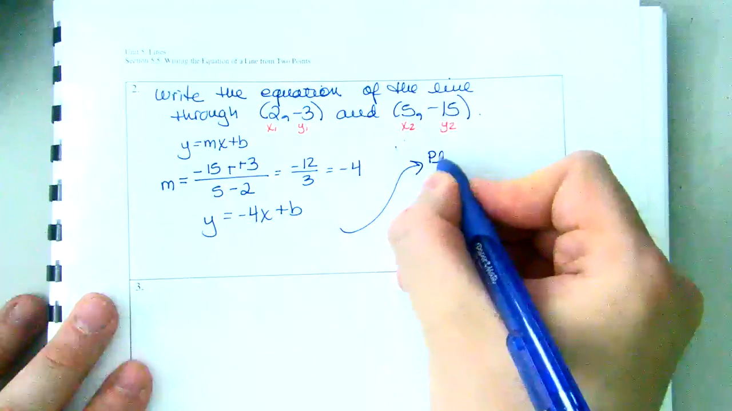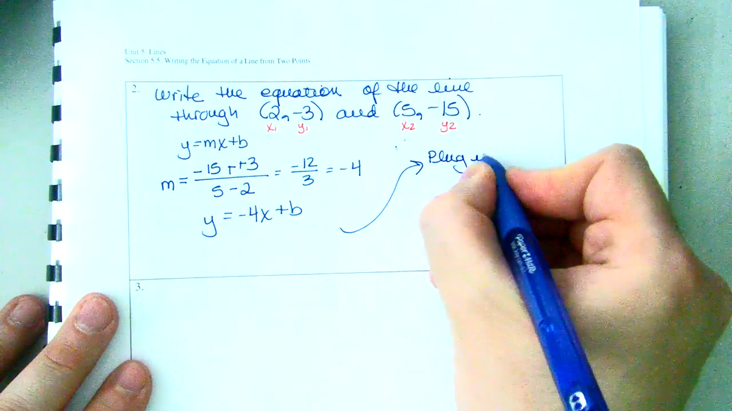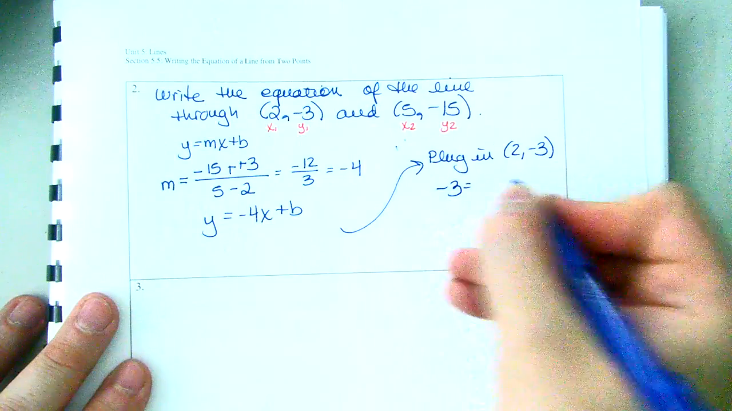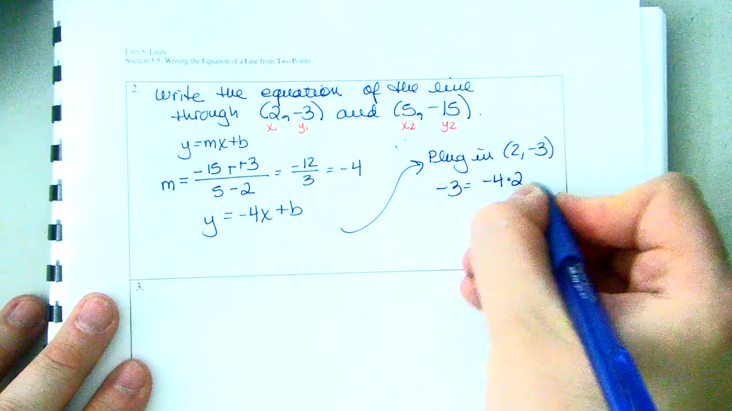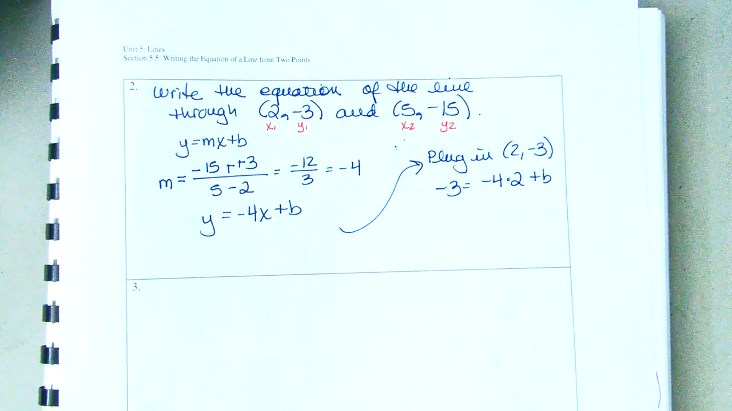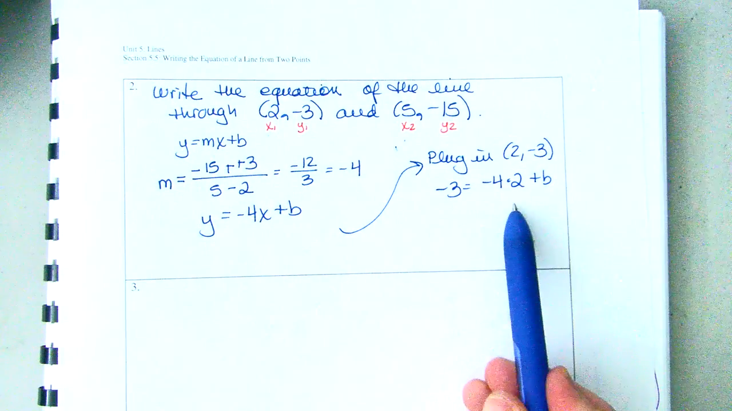Well, then you need a new calculator. I think if the calculator's not accurate, that probably means you're not typing it in correctly. I'm going to go with 2, negative 3. We're going to get negative 3 equals negative 4 times 2 plus b. How about you guys finish it off and get your b value? Let's see if we can finish this. Let's do the negative 4 times 2.